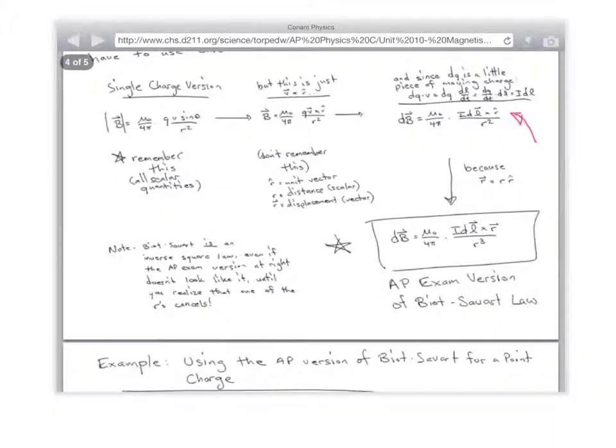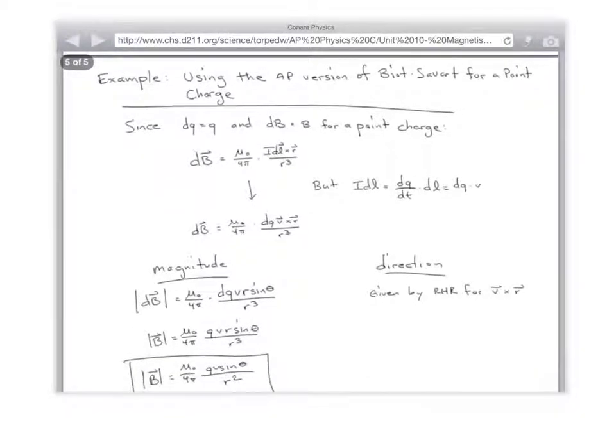Example using the AP exam version of the Biot-Savart for a point charge. Okay, so this is where it gets goofy. We like QVB sine theta, right? But we don't get that. We get this weird I dl cross R over R cubed thing. So what you do is you just rewrite it. They're going to give you this one, and you're going to rewrite it this way. To get the magnitude, it's QV R sine theta over R cubed, or QV sine theta over R squared. Good? That's the magnitude, and the direction is given by the right-hand rule.